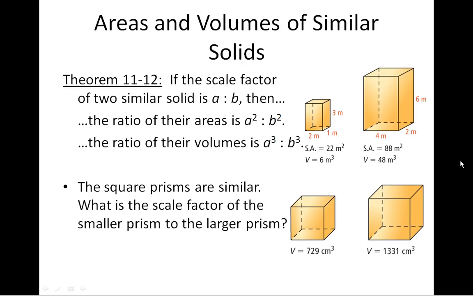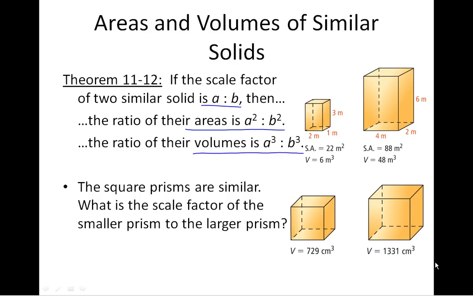Now, as we looked at the ratio or the scale factor and how it goes to the ratio of perimeters and areas, we're going to use the same thing with areas and volumes. Areas is the same, A squared to B squared. Volumes, again, because we're working now in 3 dimensions, we have A cubed to B cubed. So for any scale factor A to B, for areas, you square each of those. For volumes, you cube them.